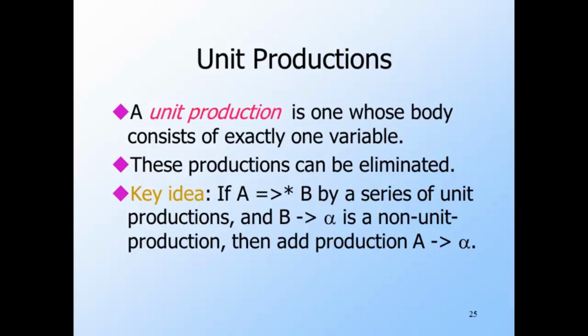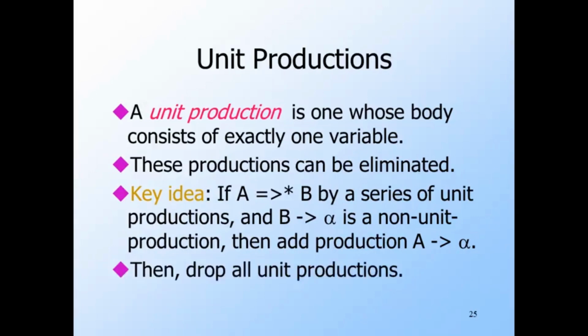Eventually, a sequence of unit productions must end with the use of some other kind of production. So we can collapse the steps that use unit productions into the next one that does not use a unit production. That is, if B goes to alpha is a non-unit production and A derives alpha by unit productions, then we'll add A goes to alpha. Finally, we drop all unit productions. At this point, we do not need the unit productions and can drop them from the grammar.